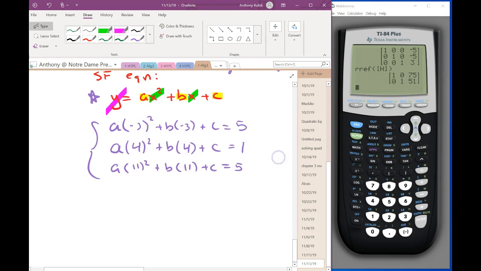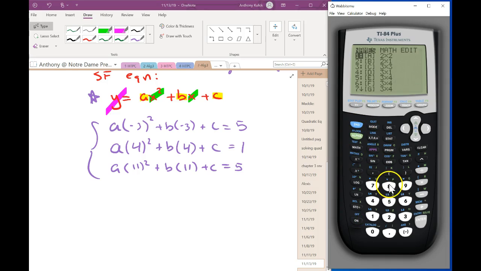How do you want to solve this system? I mean, guys, let's use the calculator. I don't know why you're sitting there looking around like, what do you want me to do? Like, I want you to use the calculator. Duh.